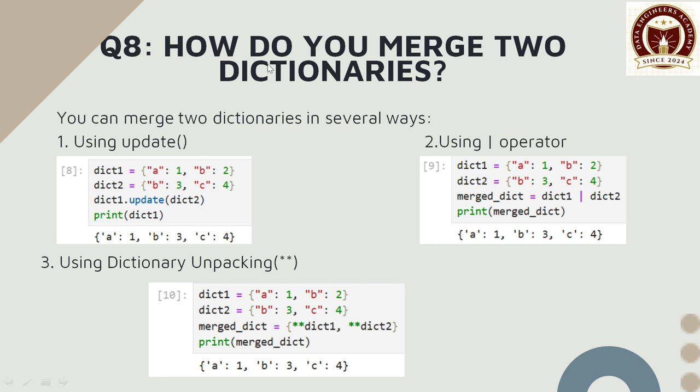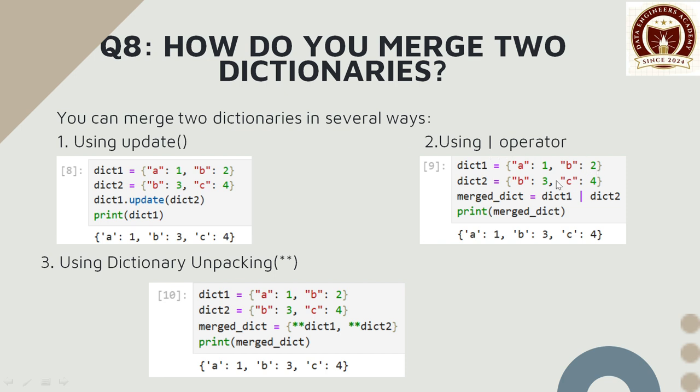How do you merge two dictionaries? We can merge two dictionaries in several ways. We can use update, the pipe operator, or unpacking. Using update, we have dict1 and dict2. We write the code as dict1.update(dict2). Then we will get this output.